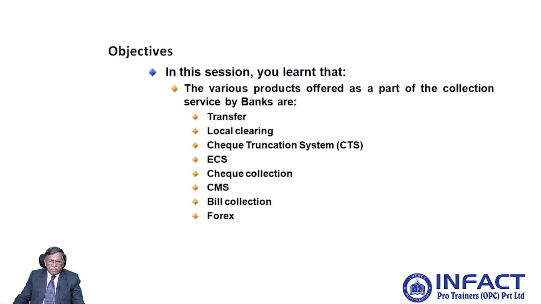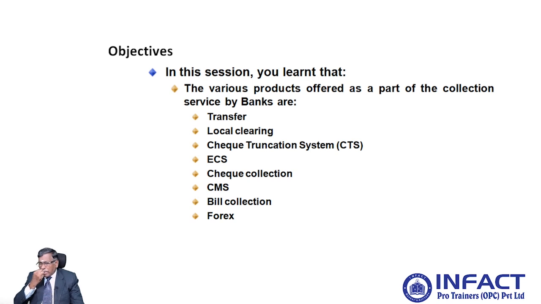Let us start with transfer, a simple transfer. Then local clearing. Then we have check truncation system, in short form, we call it CTS. Then we have ECS, the electronic clearing system. Then we have check collection. Then we have CMS, which means cash management services. And we have bill collection. And we have forex.